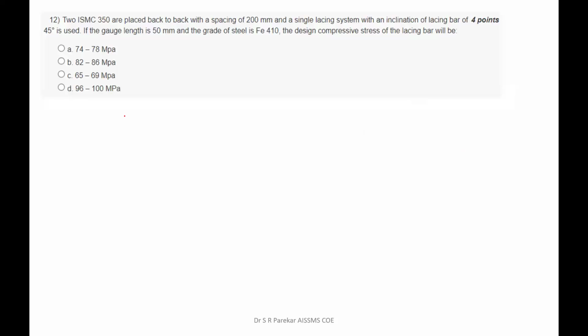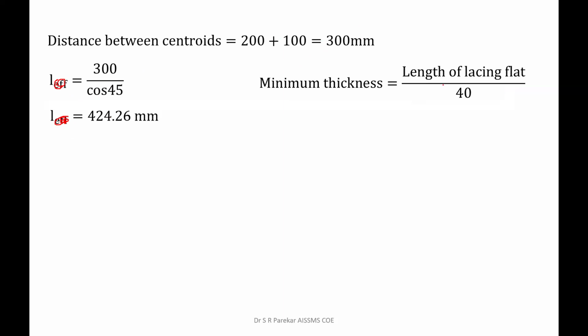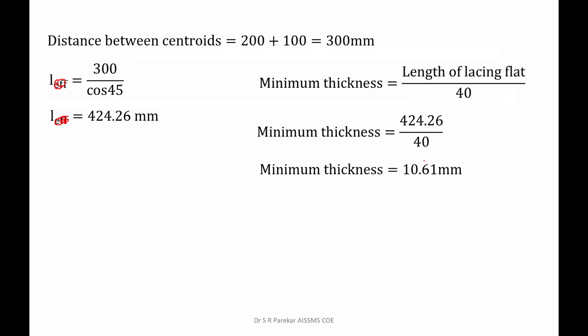And then we have the last problem: 2 ISMC 350 placed back to back with a spacing of 200, single lacing, inclination 45 degrees, gauge length 50. Find the design compressive stress. Now the distance between centroids is 300, so L effective is 300 upon cos 45, which I will say is L, 424.26 millimeters. Then minimum thickness is length of lacing plate upon 40, so 424.26 upon 40, giving a minimum thickness of 10.61.